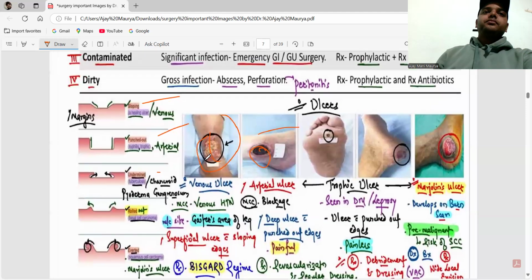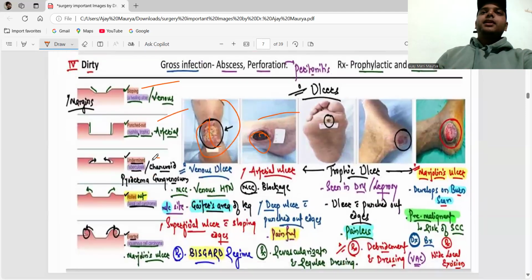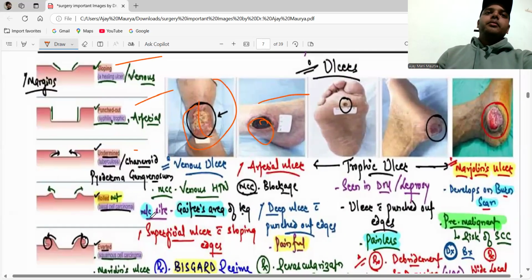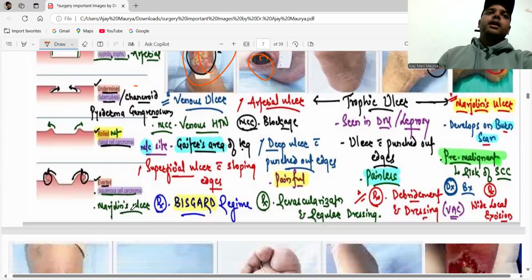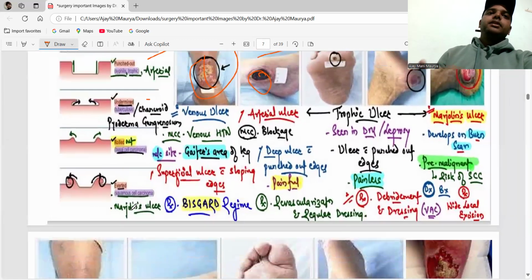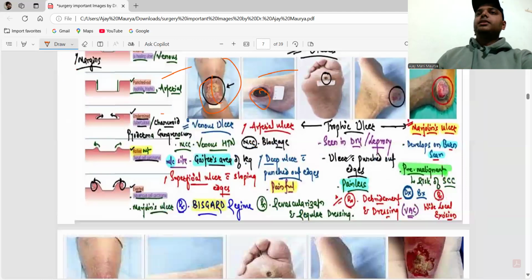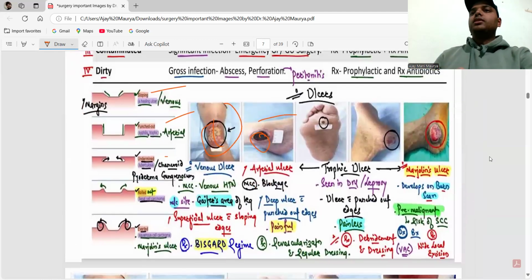Okay, now this is the undermined ulcer. This is the chancroid or pyoderma gangrenosum. Rolled out is an example of basal cell carcinoma. Okay, this is the everted ulcer, a case of the marginal ulcer. Marginal ulcer has a history of burn. This is the burn here. Remember, this is a trophic ulcer seen in diabetes mellitus and also in leprosy cases.